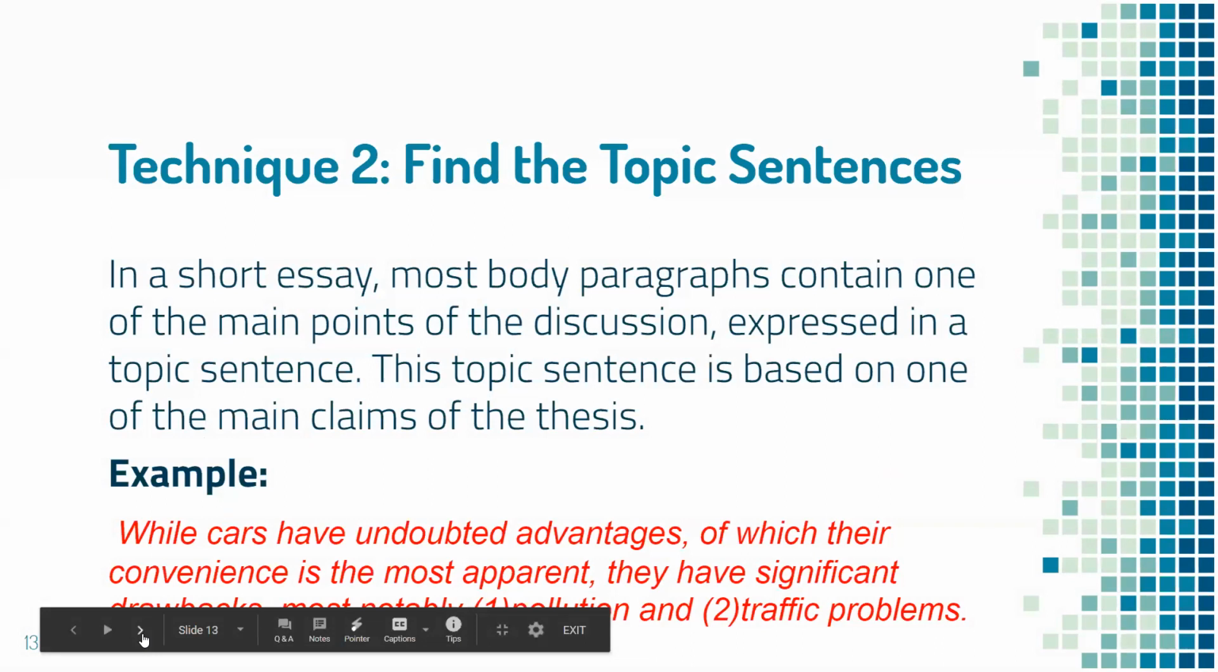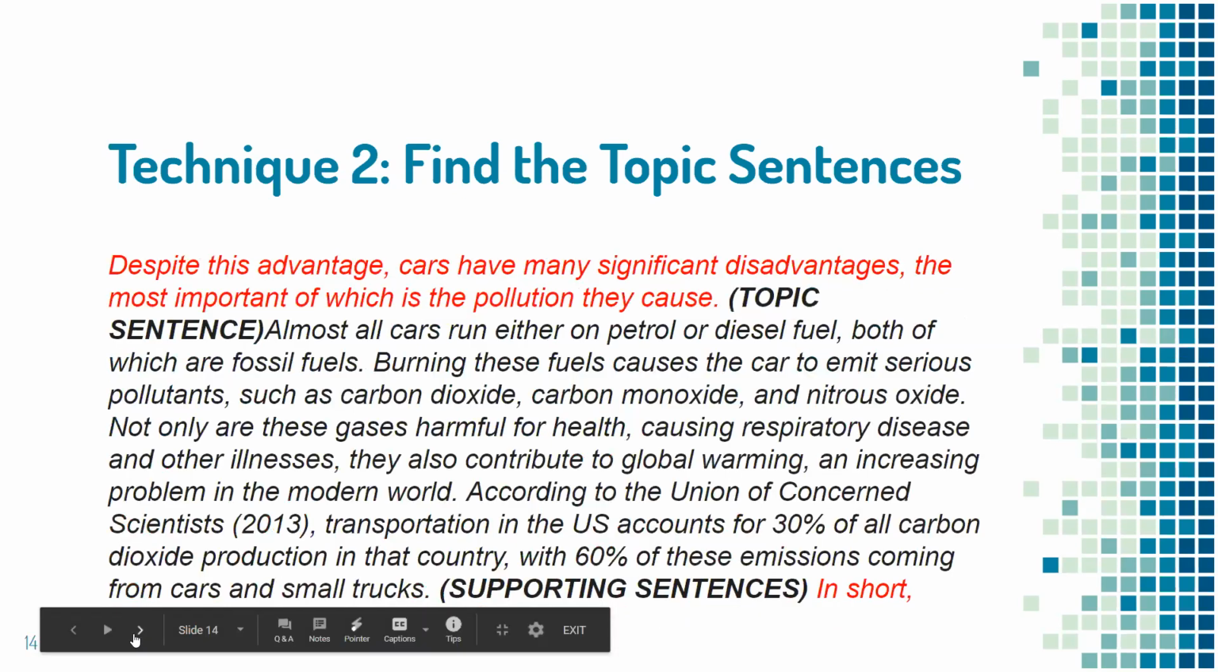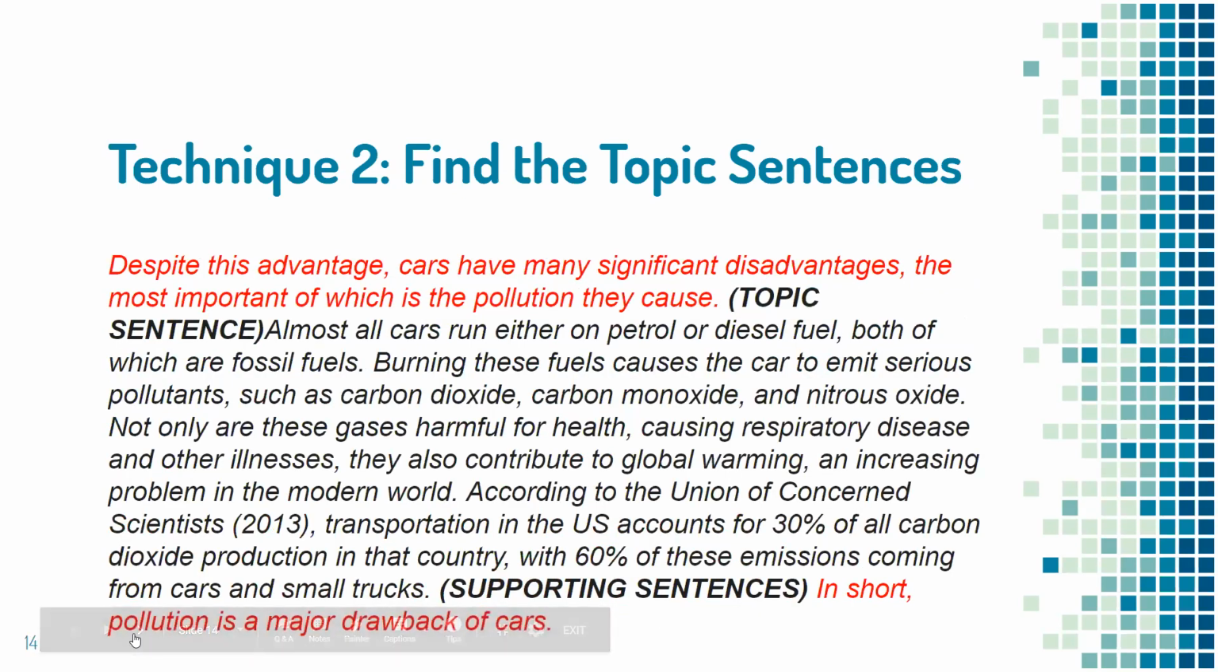In the body paragraphs, you should find a topic sentence for each one of those body paragraphs. This topic sentence is based on one of the main claims of the thesis. And so our second technique is to identify the topic sentences. Note here again that the writer in the thesis statement identified pollution as a disadvantage and traffic problems as a disadvantage.